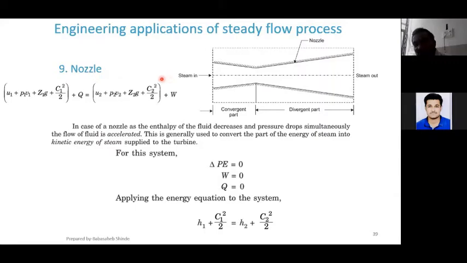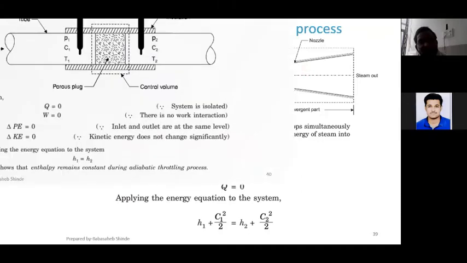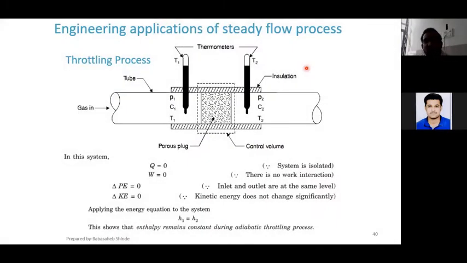So steam will come from the boiler and it will be supplied to the turbine. The function of the nozzle is increasing the velocity of the fluid. Next device was the throttling device. As I said, the function of the throttling device is to measure the dryness fraction of the steam.